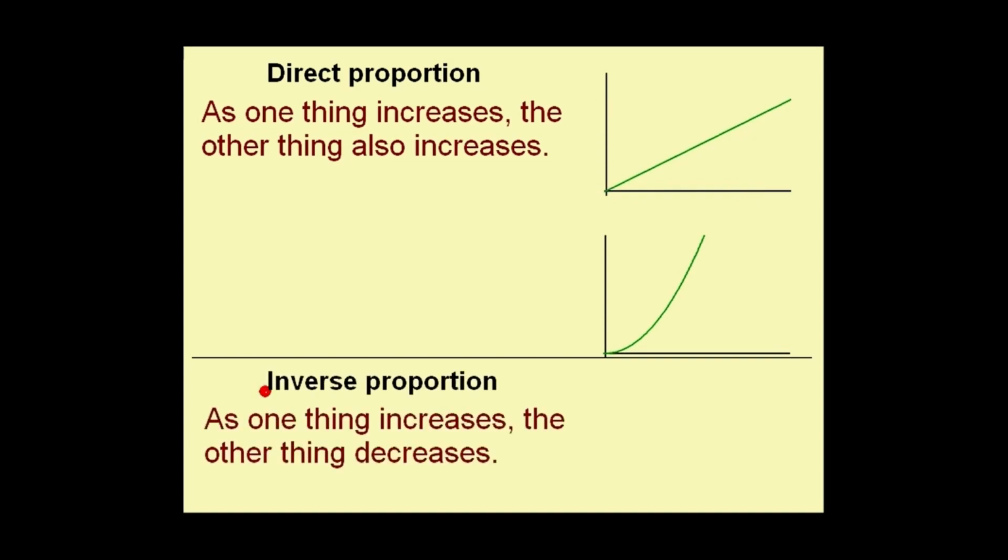If two quantities are inversely proportional to one another, then as one thing increases, the other thing decreases. A typical graph would look like this. A typical example would be thinking about moving away from a light source. As the distance from the light source increases, then the brightness of the light seen decreases.